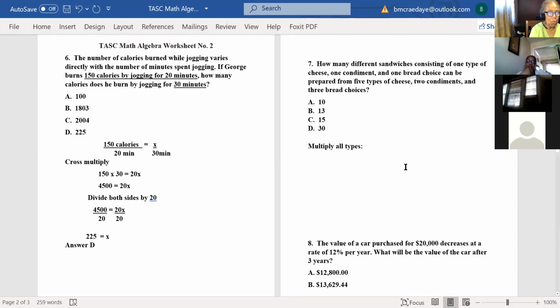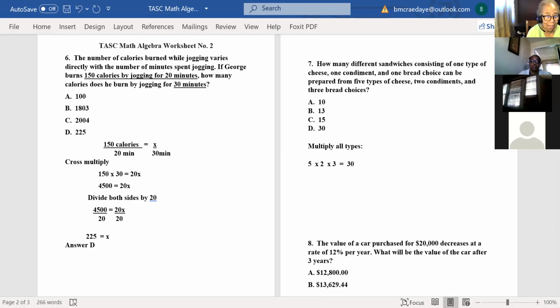There are two ways to do this problem. The easiest way is just to multiply all the types, and if you do that, you get what? 5 times 2 times 3, and what's that equal to? 5, 10, 10 threes. Yeah, that's how you do it. 30. When you have a problem like this, just multiply all the types, and you get your answer.